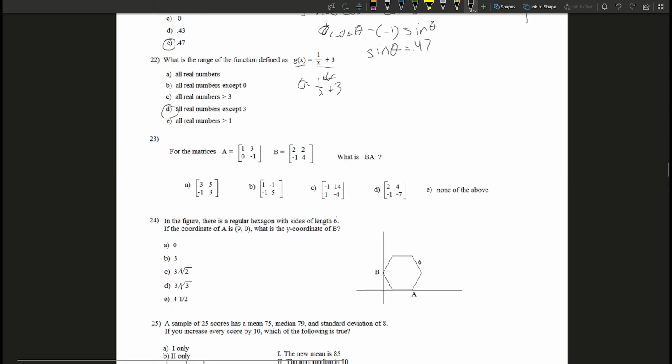Okay, the next one is just matrix multiplication, and if you haven't learned that, I know my pre-calc class hasn't gone over that yet, but if you haven't learned that, then it's very simple. So what is BA? Okay, so we're going to do B. This is the matrix B.